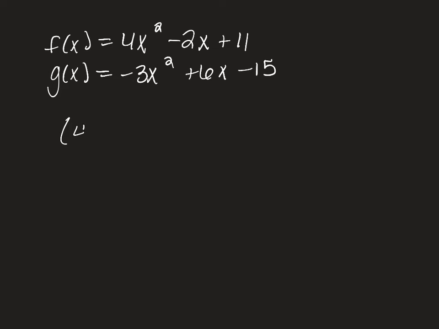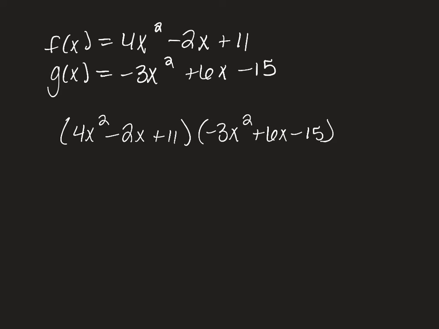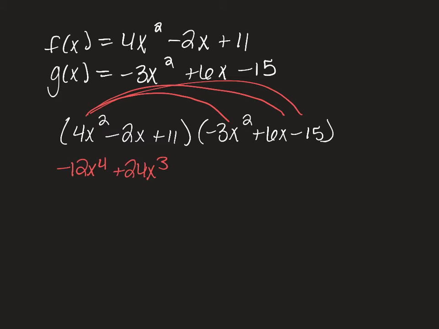All right, so this one was a little bit longer to multiply out because you had two trinomials. So we've got 4x squared times negative 3x squared to get negative 12x to the fourth. And then plus 24 and 60. All right, then we're going to take our negative 2 and multiply it.